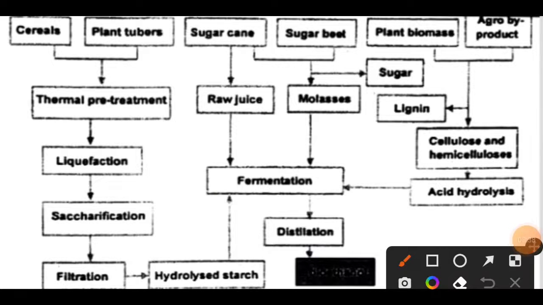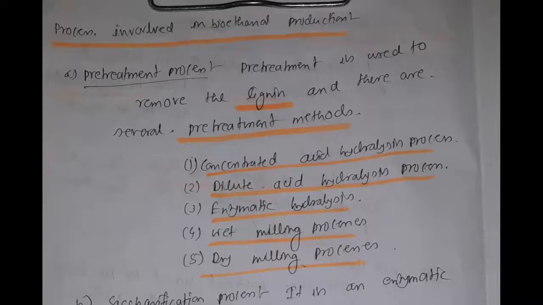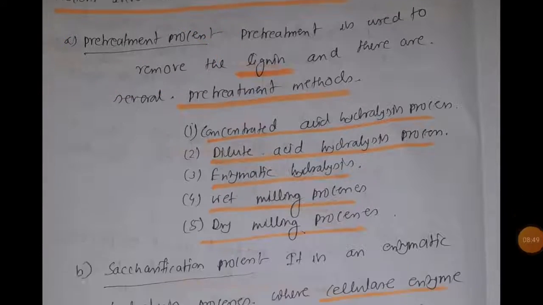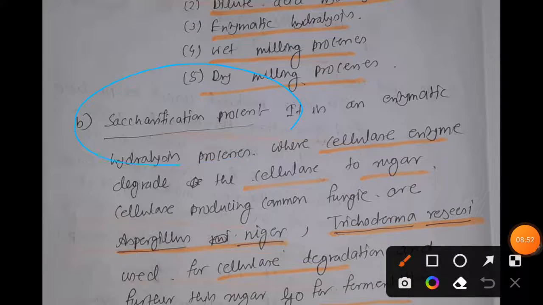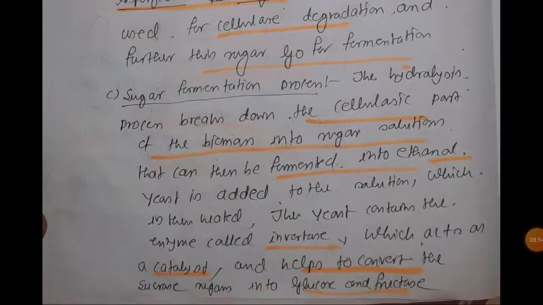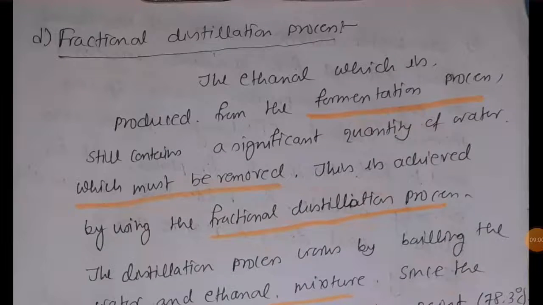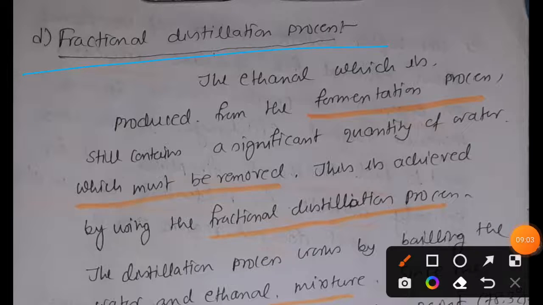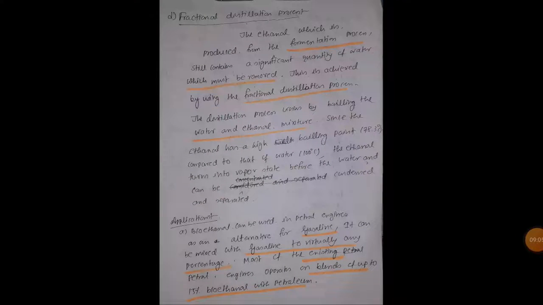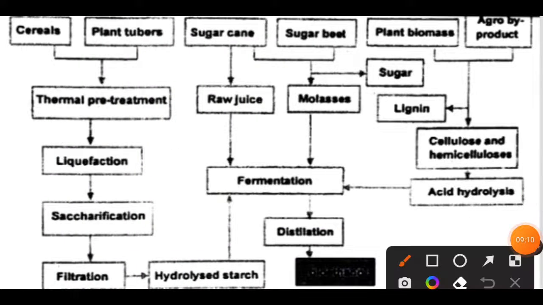You may observe that there are some additional steps present, but all the main steps that we have discussed here should be present: the pretreatment process where we have removed the lignin, then the saccharification process where we have used the cellulase enzyme, then the fermentation process where we have actually produced the ethanol, and then at last the fractional distillation process where we have separated the water from the ethanol. Along with some extra steps depending upon the source we have used.